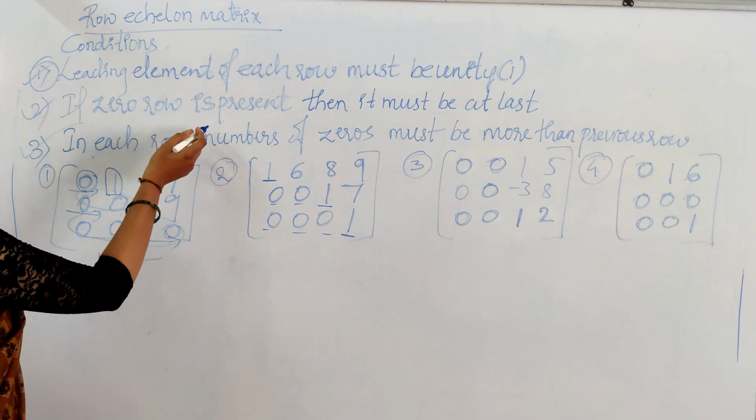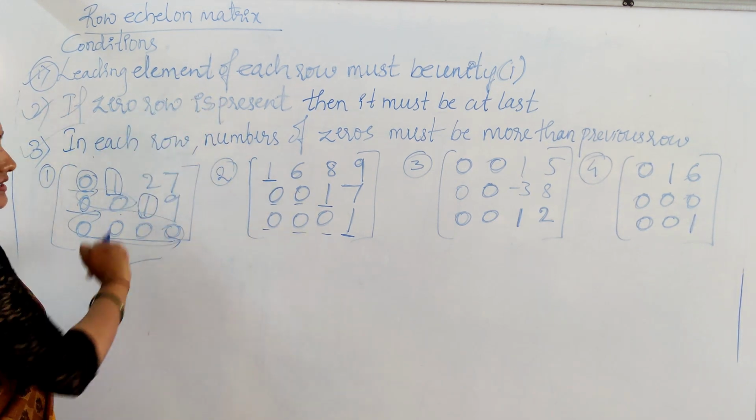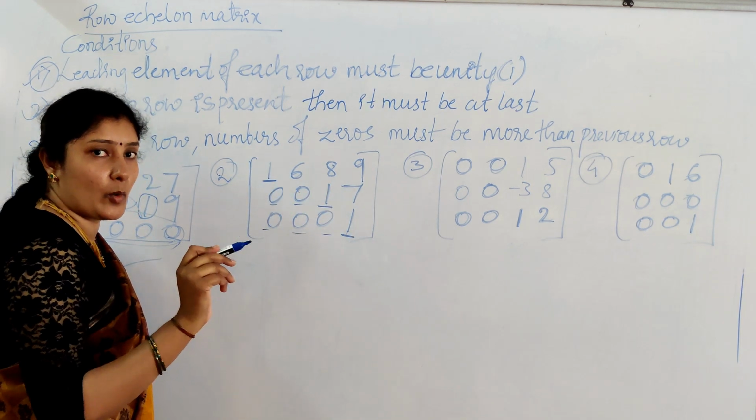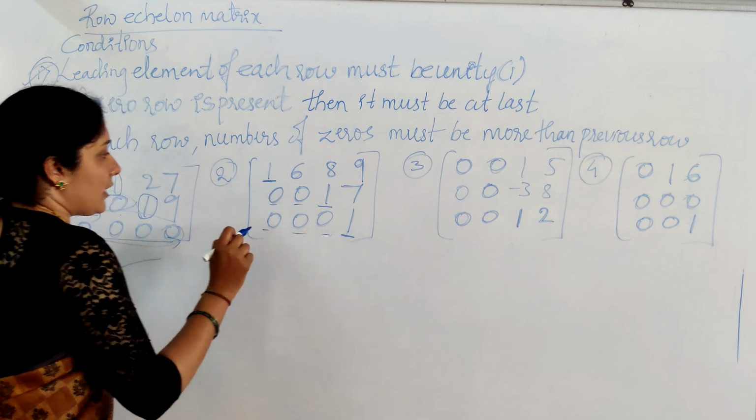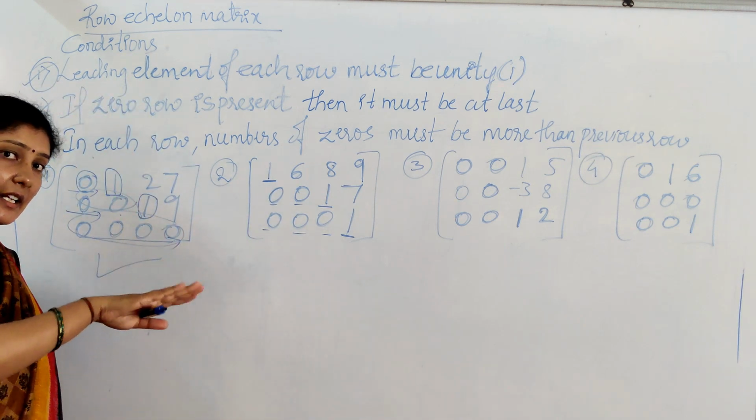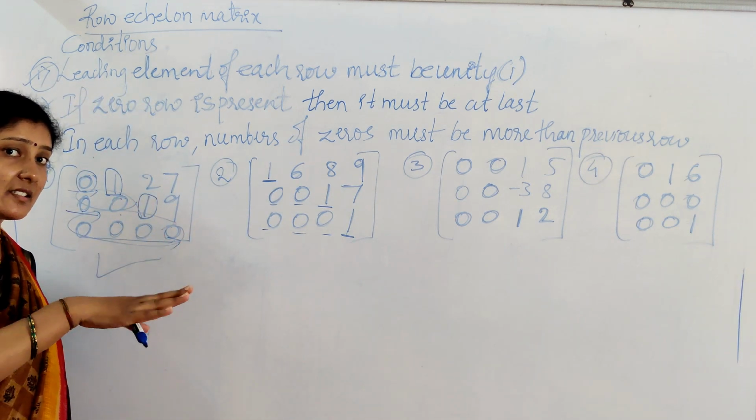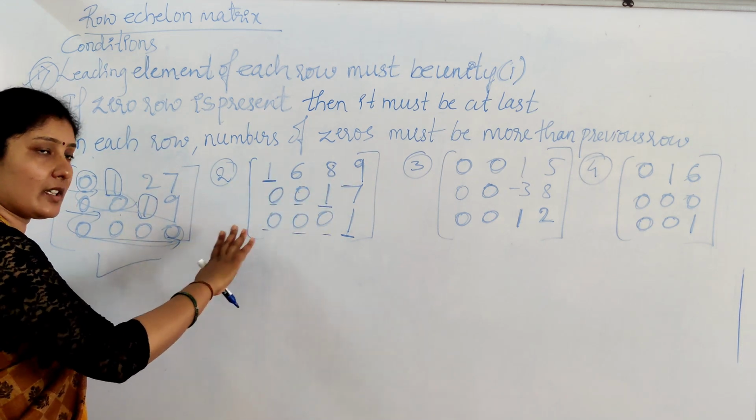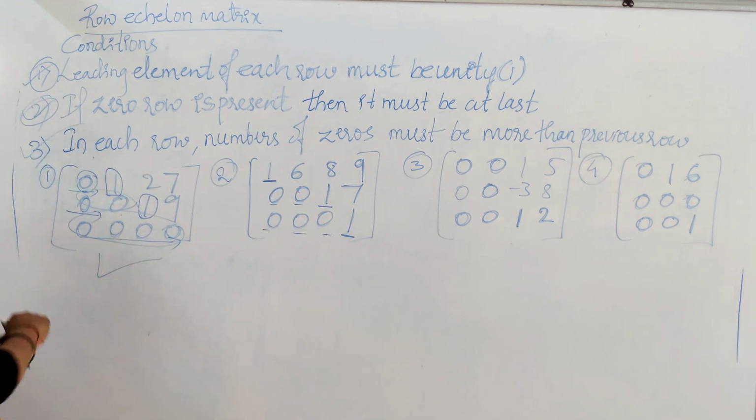Next, if a zero row is present, then it must be at the last. Do you find any zero row here? No. So, only if a zero row is present does it have to be in the last. It doesn't mean that there should be a zero row. So, there is no zero row. So, the second condition is also satisfied.